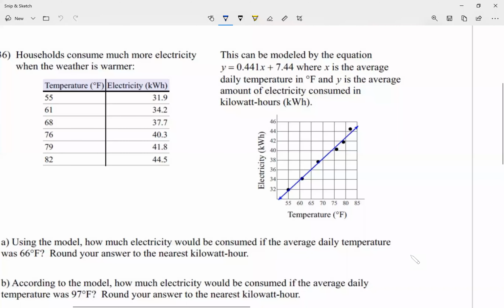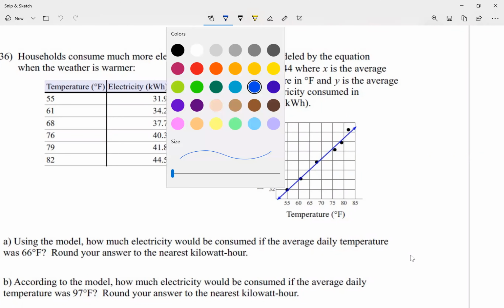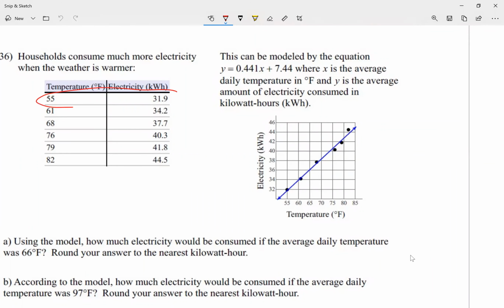Now, something about temperature and electricity. I'm given some points here, right? The information from the table, each of these represents a point on my line. I see a positive correlation. So the higher the temperature, the higher the electricity that I use, which makes sense.